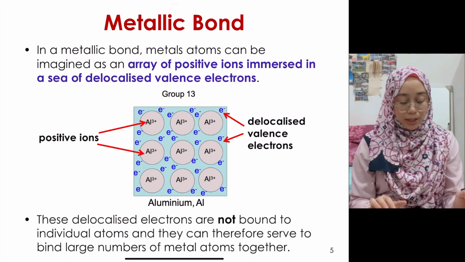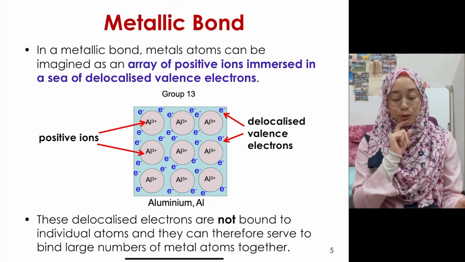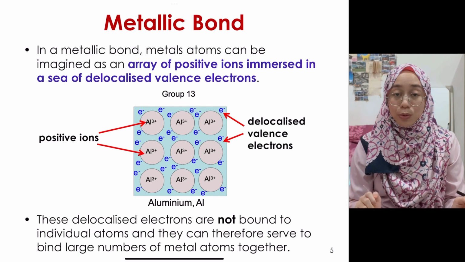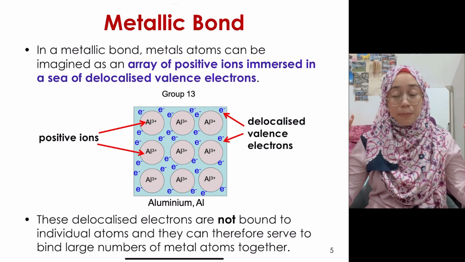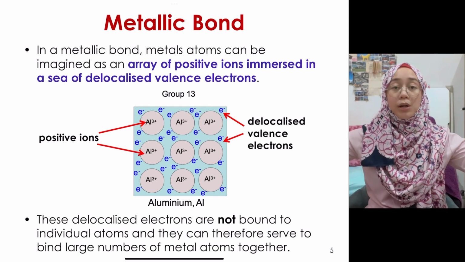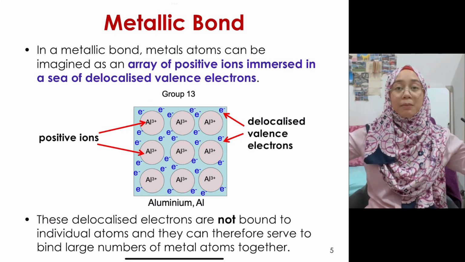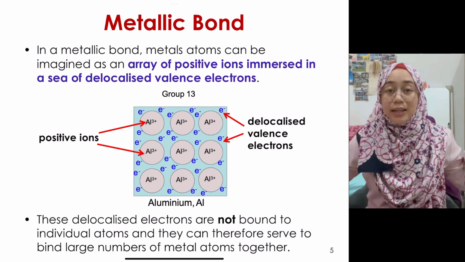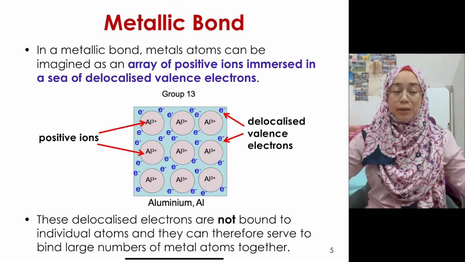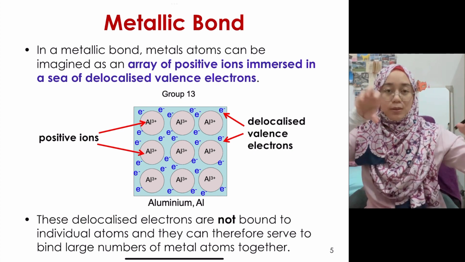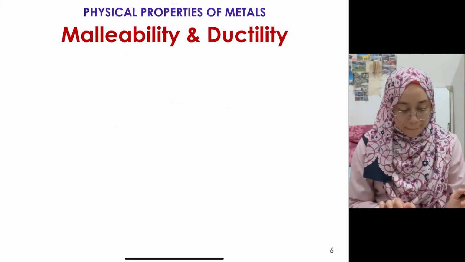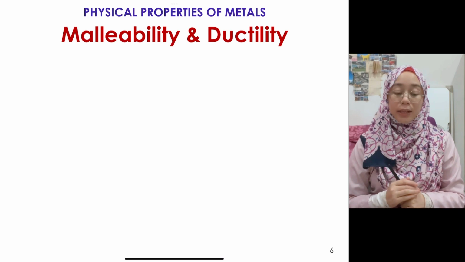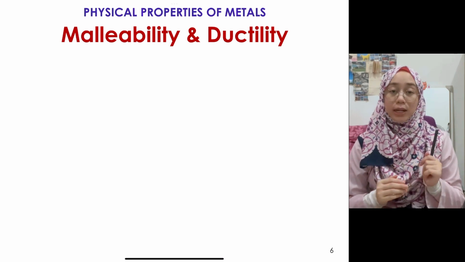Okay, so these delocalized electrons, they are not bound to individual atoms and they can therefore serve to bind large numbers of metal atoms together. So the moment metal tersebut dia release elektron tu, sebenarnya elektron tu bukan milik dia dah, tapi milik semua metal atom yang ada dekat sekeliling kat situ. Okay, so sebab tu elektron tu nanti dia boleh macam hold semua tu nanti. Okay, so first two properties, physical properties of metal yang kita nak tengok adalah malleability and also ductility.